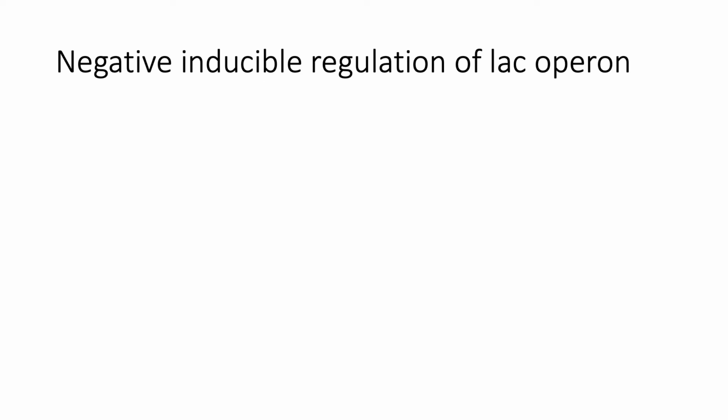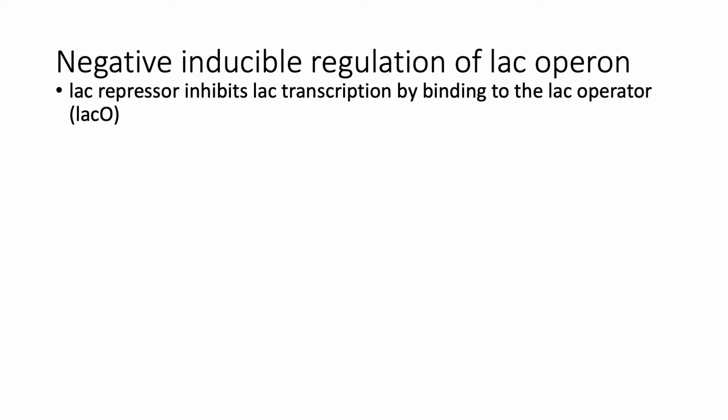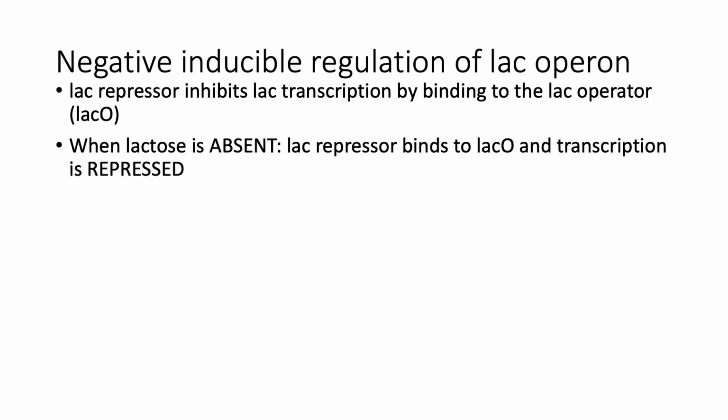So now we're going to talk about negative inducible regulation of the lac operon, and there are 2 possibilities. Lactose is either going to be absent or present. Keep in mind that our repressor is constantly being made, so when lactose is absent, the lac repressor is going to bind to the operator. This makes it where RNA polymerase cannot bind to the promoter, so our structural genes will not be transcribed.